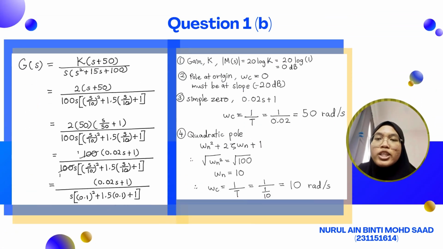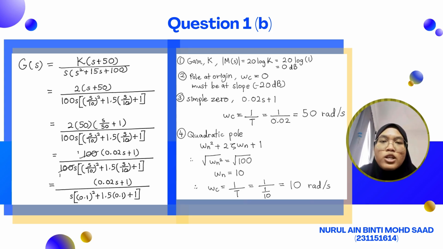Next, question 1B. The question gives G(S) equals K(S plus 50) over S squared plus 15S plus 100. Then I minimize the quadratic pole and the simple zero, and I got 0.02S plus 1 over S times (0.1 S squared plus 1.5 times 0.1 S plus 1). Then I calculate the gain K, and the magnitude equals 20 log K equals 20 log 1, which is 0 dB. For number 2, pole at origin, I got the cut-off frequency at 0 radian per second because the slope must be negative 20 dB.